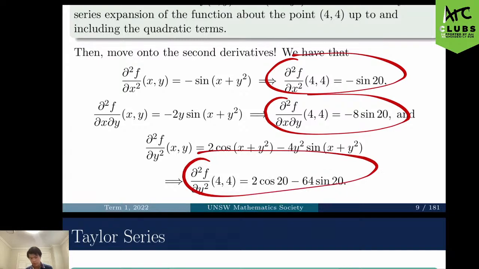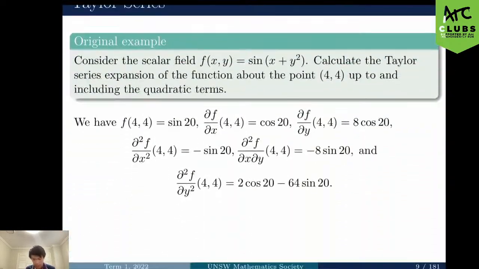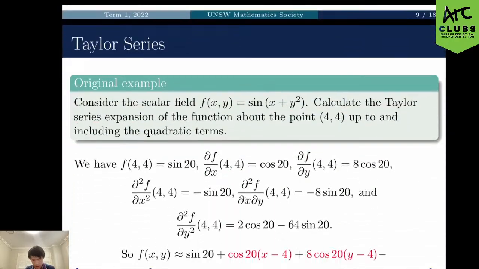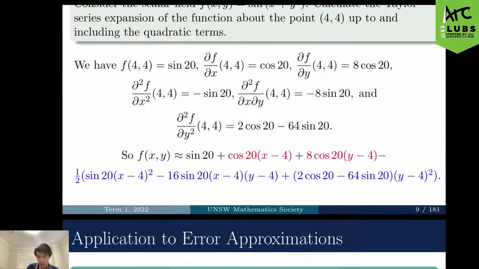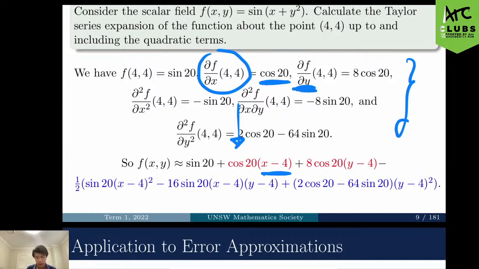Cool. So yeah, that's all our derivatives. Now just put it into one function. And yeah, that's what we've got over here. So all you do is you compile all your information. We've got the first derivative down here, that's cos 20, and we'll multiply that by x minus 4. Okay. Then we do the y derivative, 8 cos 20, multiply that by y minus 4.